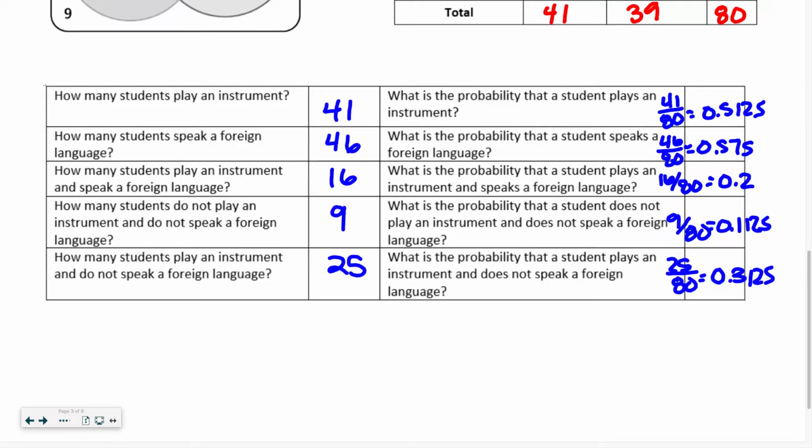One thing I want to point out about this chart is the differences between the left and the right. So notice on the left, I was just pulling this from my two-way table. And this is the number of students that do these things, right? So all of these numbers are what I refer to as frequencies.